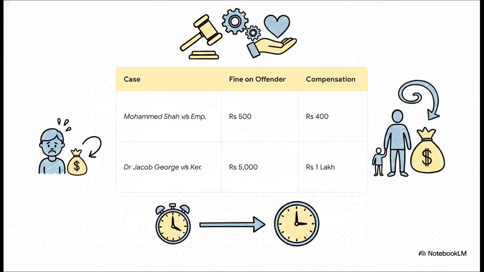And we can see this exact principle at work right here. Just look at these two cases from India. In the older case, the offender pays a 500 rupee fine, and 400 of that goes to the victim's family. Okay, but now look at the more recent case. The fine is way smaller compared to the compensation. The court ordered a 1 lakh rupee payment to go directly to taking care of the deceased victim's child. It's a crystal clear shift away from just punishing the bad guy and toward actually meaningfully helping the victim.